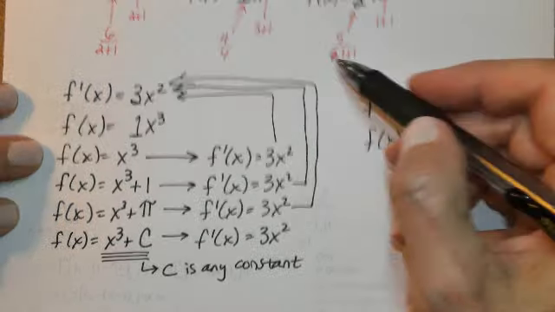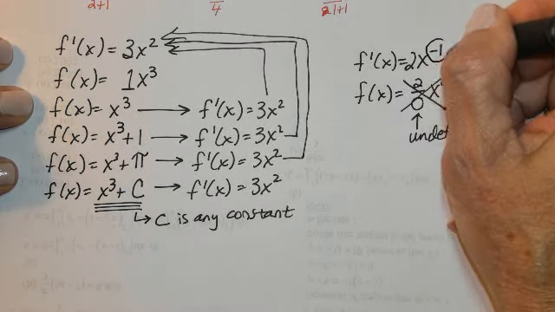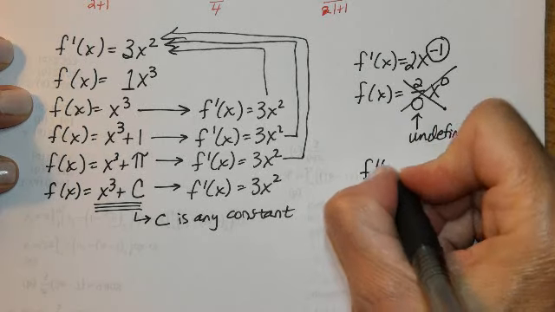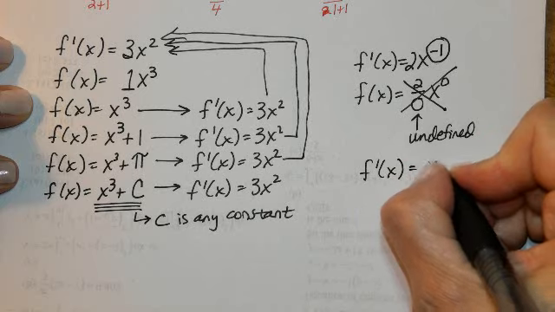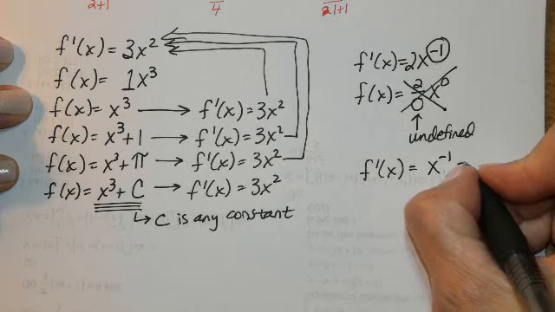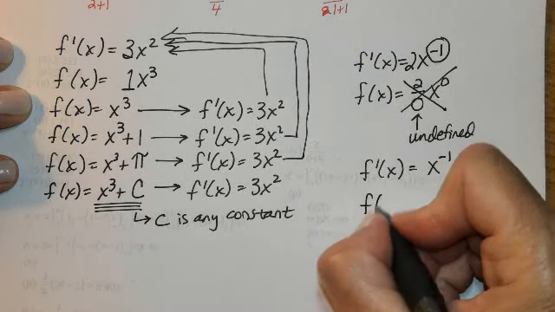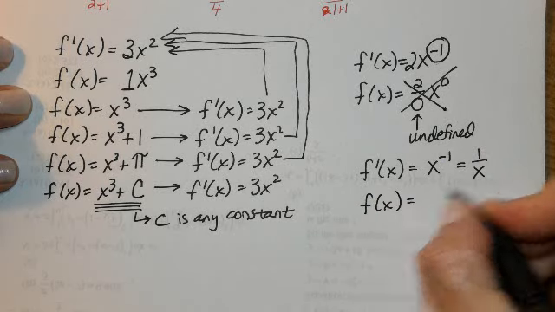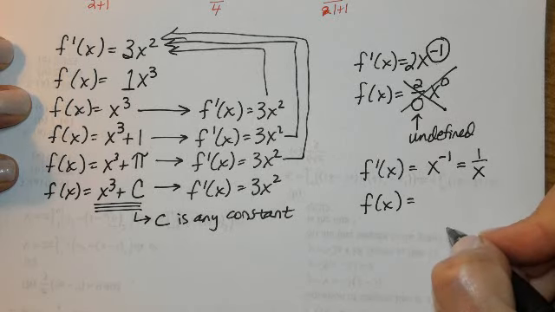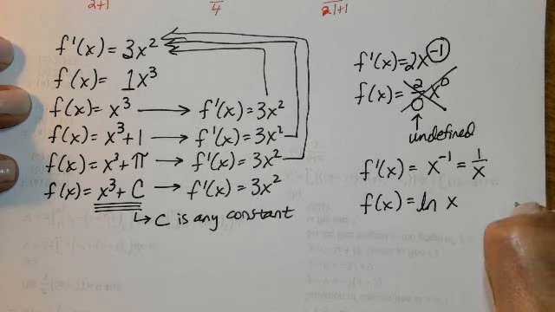This rule, this process that we've developed, only applies if this exponent is not -1, okay? If it is -1, let's go back to plain old x to the -1. That means 1 over x, right? We already know a function whose derivative is 1 over x. What function's derivative is 1 over x? Well, it's ln of x.